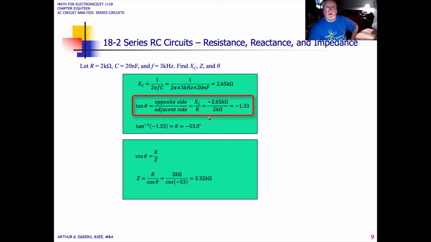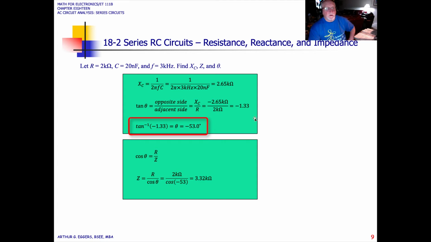Why did we get a negative here? We didn't get a negative up here. Well, because we know it's going to be along that negative j-axis. So sometimes the angle takes care of it. Sometimes you can force it and put the value in here. So we're going to add the negative. So negative 1.33. If we take the inverse tangent of negative 1.33, we get an angle of minus 53 degrees. Again, that counterclockwise angle from the x-axis.